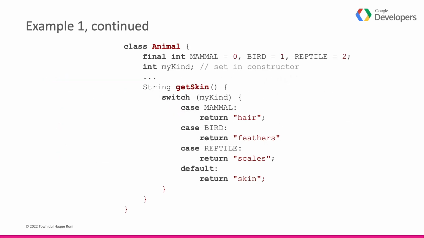In the given example, we have a class called Animal, with a switch statement inside the getSkin method. The switch statement checks the value of the myKind variable to determine the type of skin and returns the corresponding string. While this implementation may seem fine initially, it violates the principles of object-oriented design.